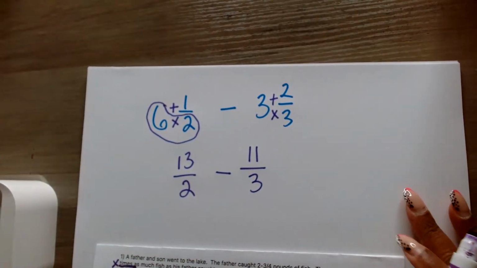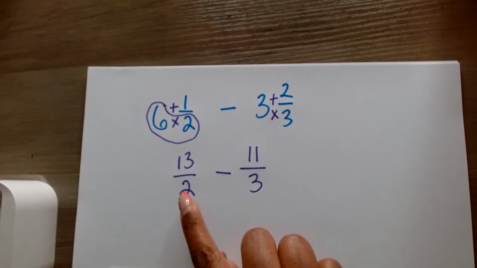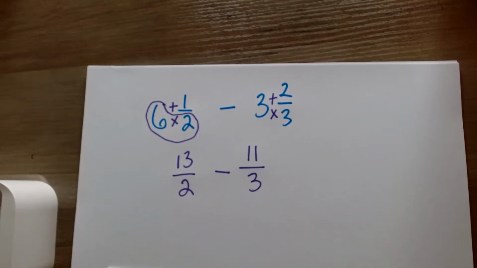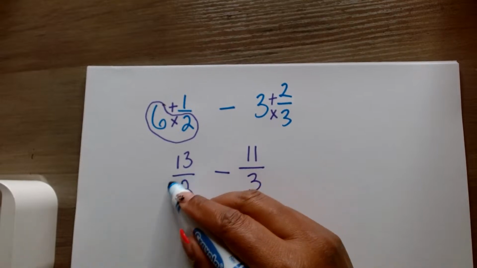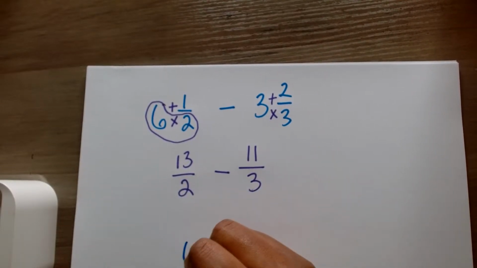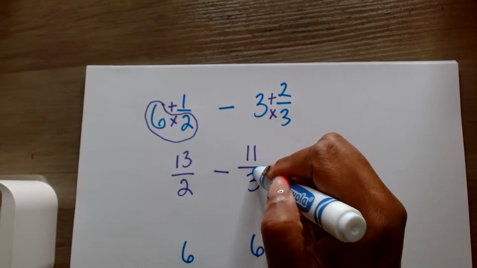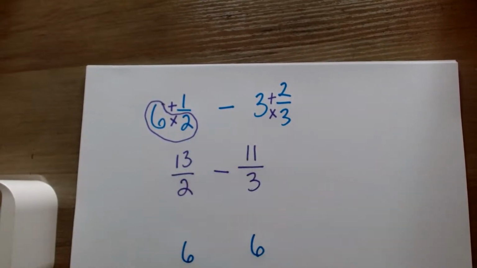So can we subtract it yet? Nope. We still have to find our common denominators now. We got them in a form that we can do, but we want to have the same denominators. And a quick way I like to find common denominators is just multiplying these two numbers by each other. So 2 times 3 is 6. And what we do to the bottom, we do to the top. So that means we're going to do 3 times 13.